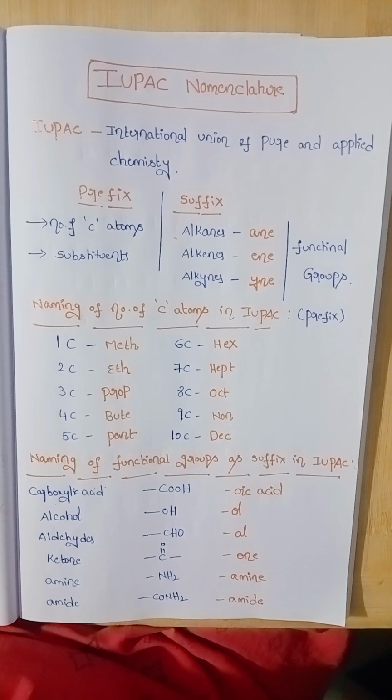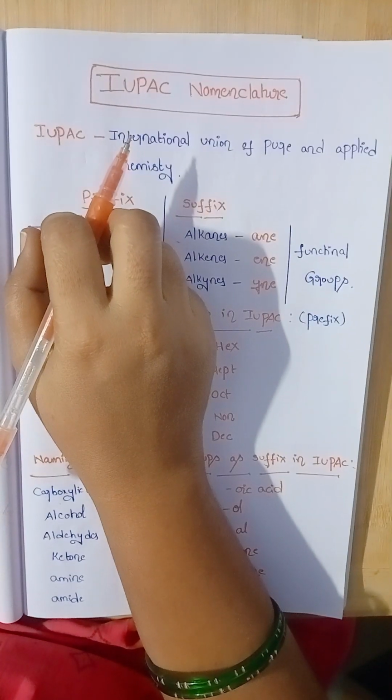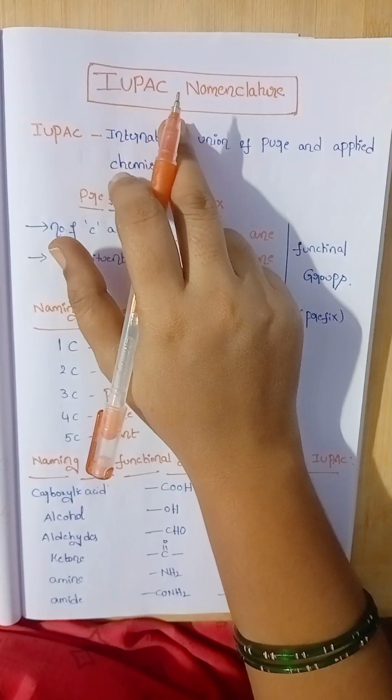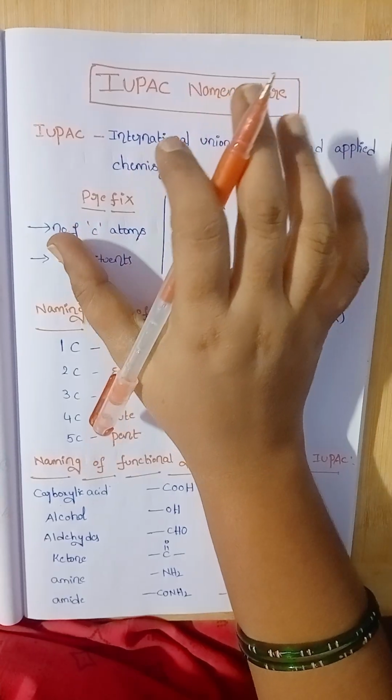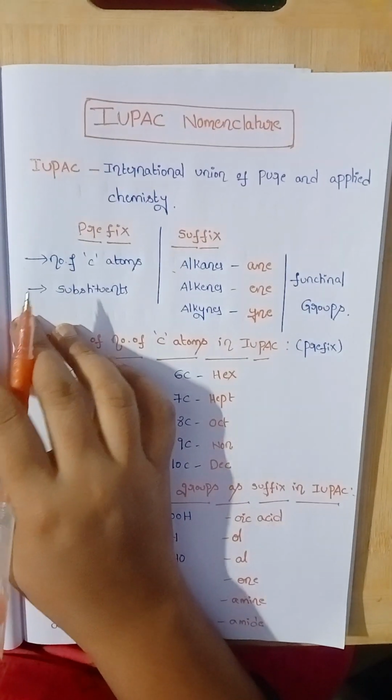Hello to all. Actually, organic chemistry contains millions of organic compounds. Here, IUPAC nomenclature makes a useful contribution in identifying the compounds. Okay, let us see.